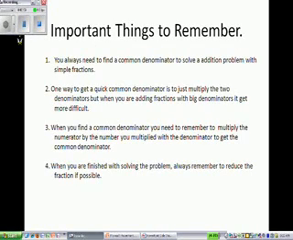Okay, so just before we start, I want to point out some important things to remember. The first thing is you always need to find a common denominator when solving an addition problem with simple fractions. One way to get a quick common denominator is just to multiply the two denominators together. But the thing is, when you're adding fractions with big denominators, it kind of gets tricky. The third thing is, when you find a common denominator, you need to remember to multiply the numerator by the number you multiplied the denominator with to get the common denominator. The last thing is, when you're finished, always remember to reduce the fraction if possible.